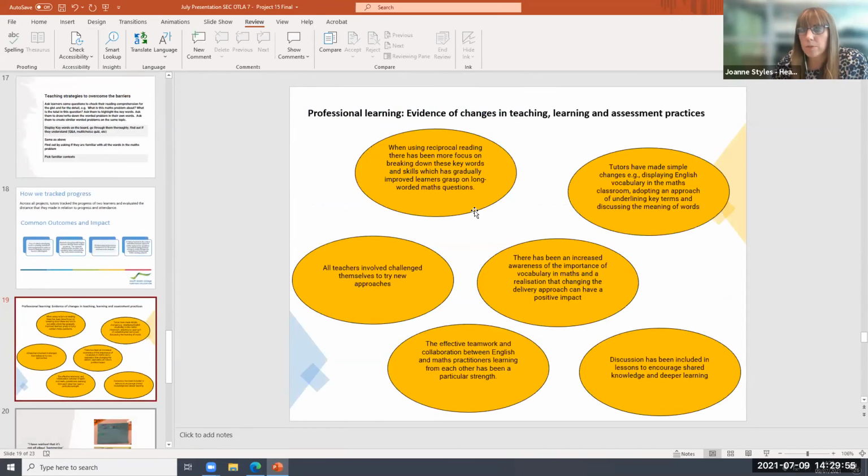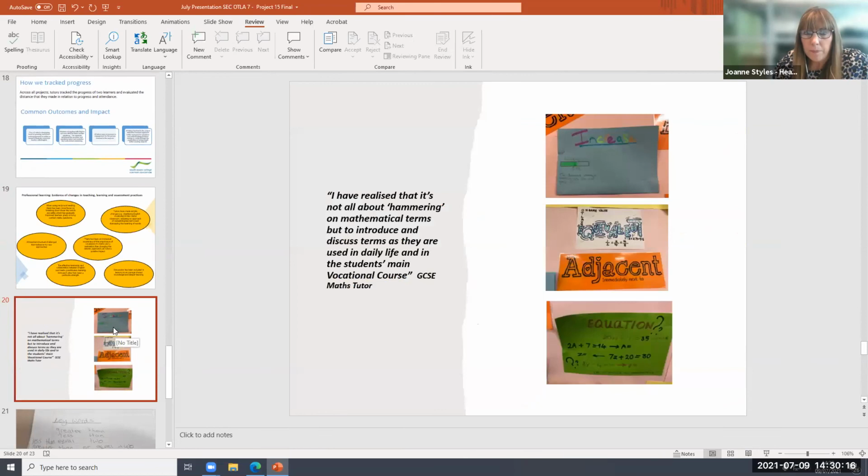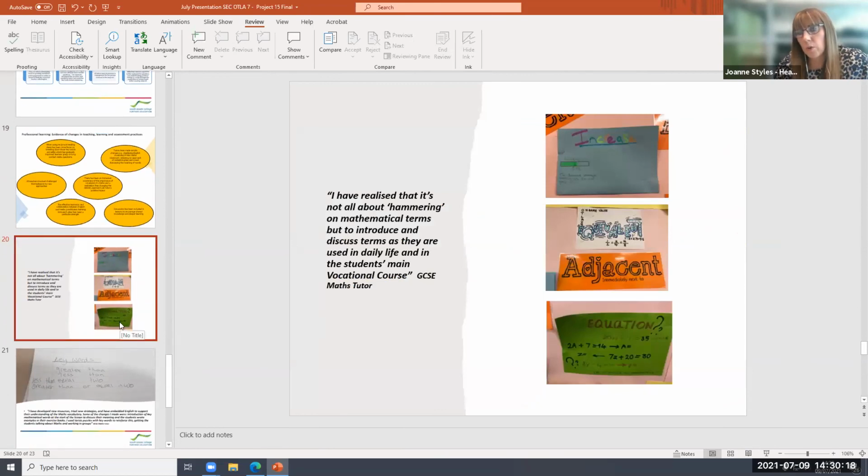The common outcomes were here in terms of reciprocal reading. There was more focus on breaking down keywords. Tutors made simple changes to English vocabulary and maths. There was an increased awareness of the importance of vocabulary and maths, and there was a discussion around how lessons could be encouraged to share a deeper understanding of learning between a maths and an English teacher. And this is some of the just quick captures of what our maths teachers concluded as a result of being involved in the project.